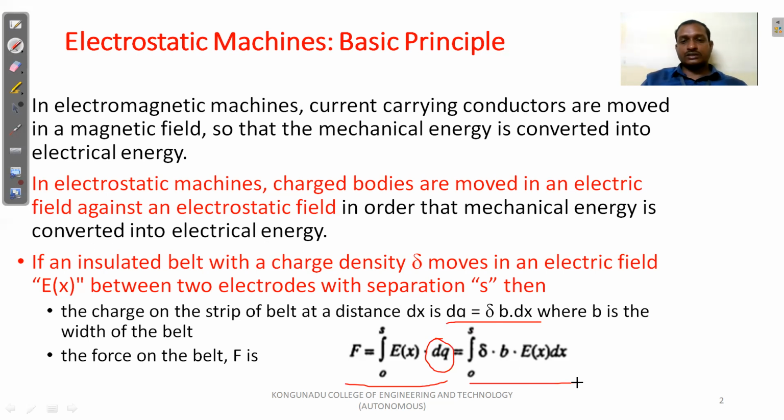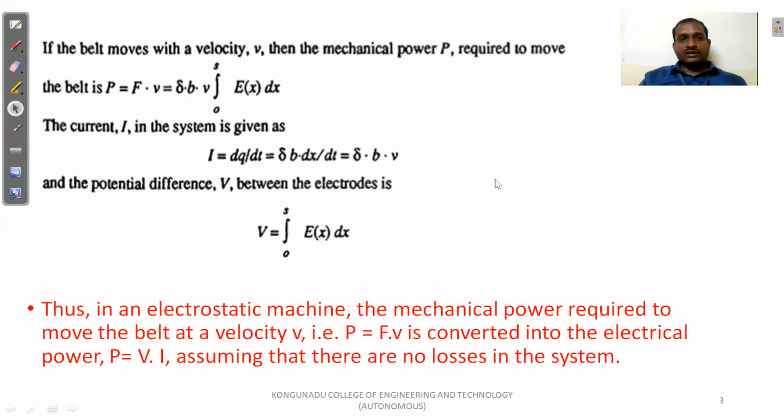This force is called mechanical force. The force required to move the belt from the distance 0 to S is converted into electrical energy. This is the principle of electrostatic machine. The force required to move the belt is converted into electrical energy. Okay, this is called the electrostatic principle. This force is converted.